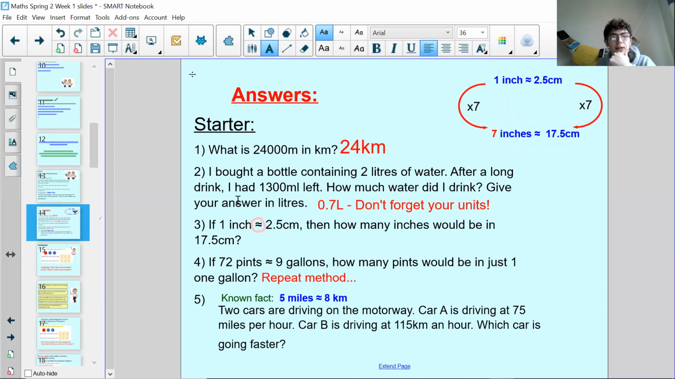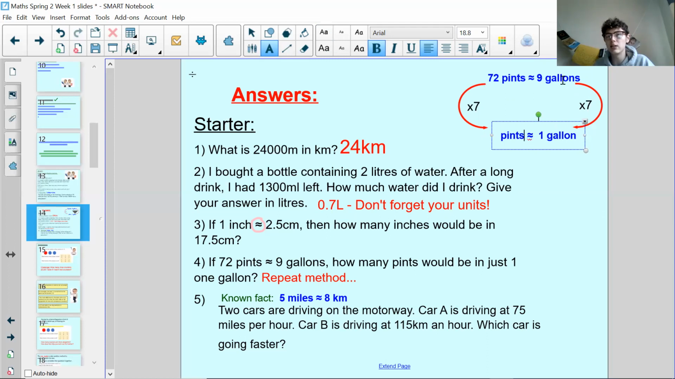Okay, number 4. If 72 pints is approximately equal to 9 gallons, how many pints would be in just 1 gallon? Okay, so now, given this new information, we've got to change our method. So up here, I'll put 72 pints is approximately equal to 9 gallons, okay? And then we need to know how many pints are in 1 gallon. So I'll put my 1 gallon down at the bottom here. And then pints, which is a number we are not sure of yet. This is the number we're trying to find out.